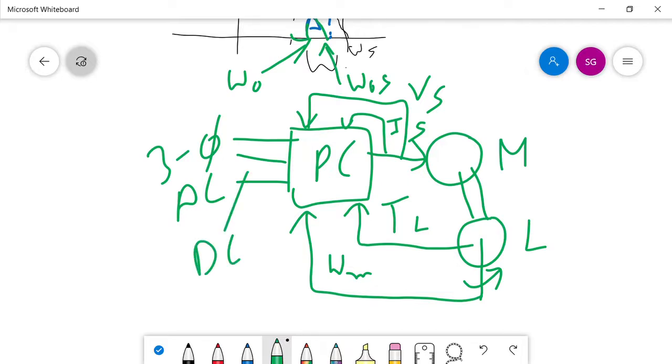So after sensing all these quantities, the controller will give necessary pulses to the power converter, and the power converter will be able to regulate the voltage, current and frequency of the motor such that the motor characteristic matches with the load characteristic. So this is all for this lecture.